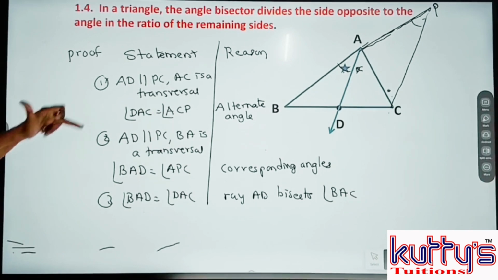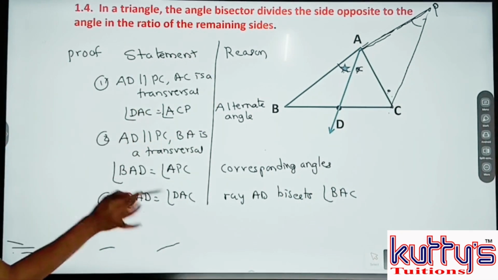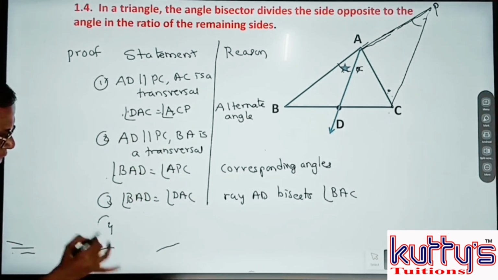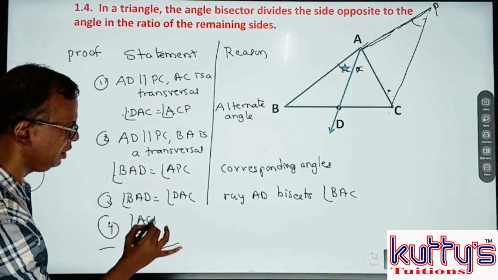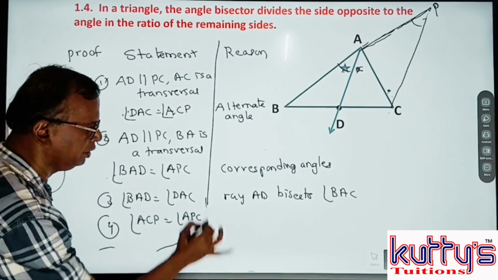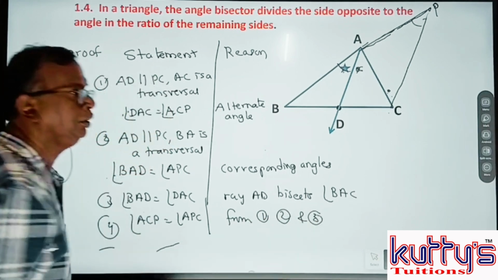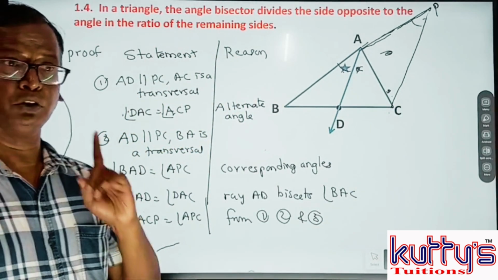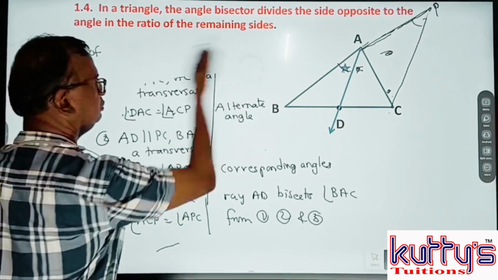Right? So from 1, 2 and 3, this angle and these angles are equal. See here properly: BAD and DAC. If these two angles are equal, these two angles are also equal. So from 1, 2 and 3, angle ACP is equal to angle APC. Reason: from 1, 2 and 3. Now you can say these two angles are equal. This triangle is which triangle? It's an isosceles triangle.